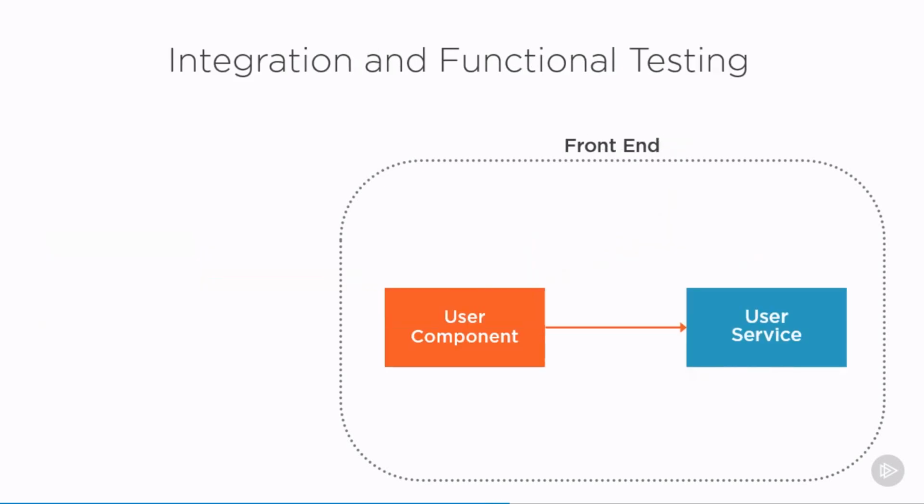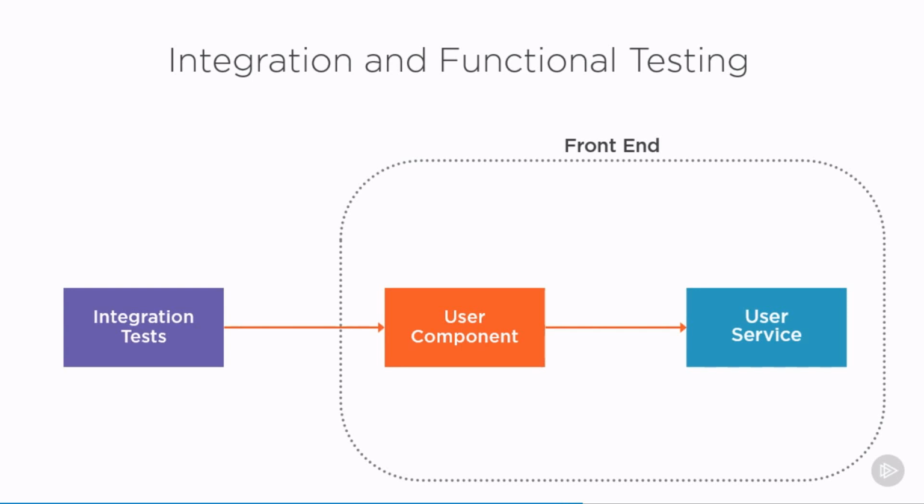With integration and functional testing, we've zoomed in. In this case, we've gone into our front end, and now we're using two different pieces of our front end that are related and work together, but not necessarily the same unit. In our case, it's our user component and our user service. In an integration or functional test, we might test that those two components work together correctly. To do that, we write integration tests that use the user component, which also uses the live user service, and then we might check and see what kind of HTTP calls the user service is making, or what values it returns back to the user component.